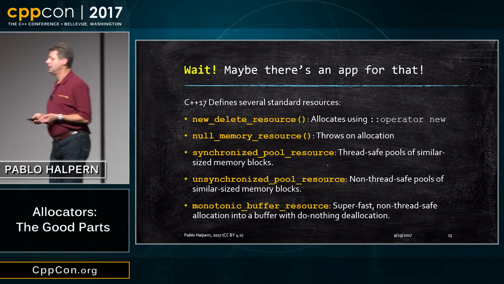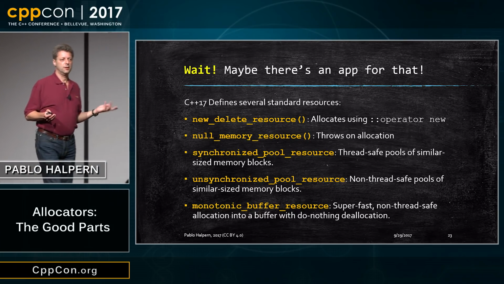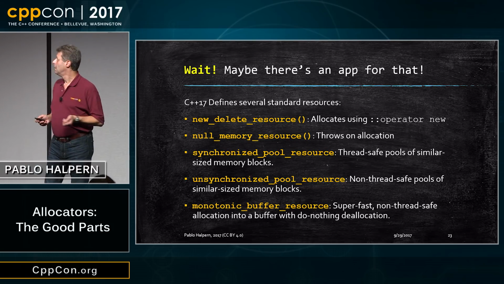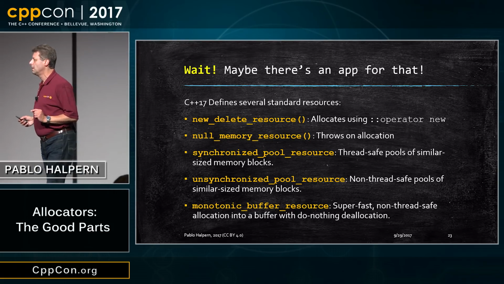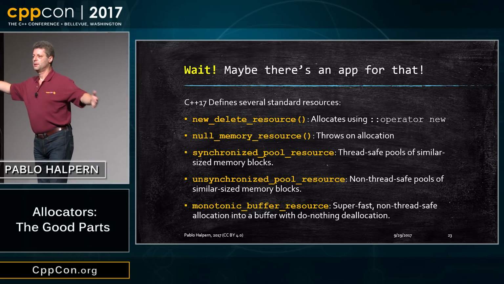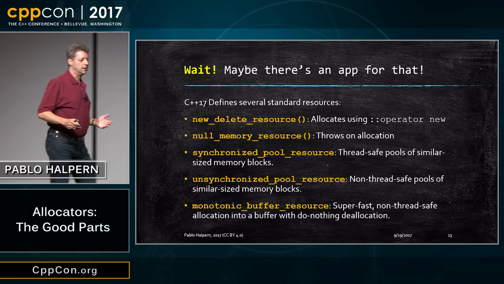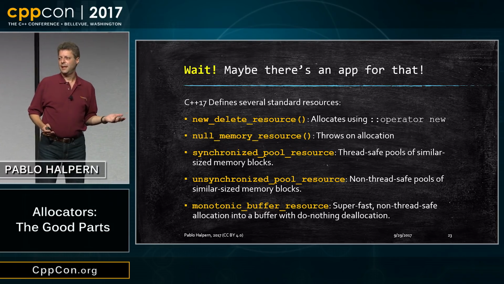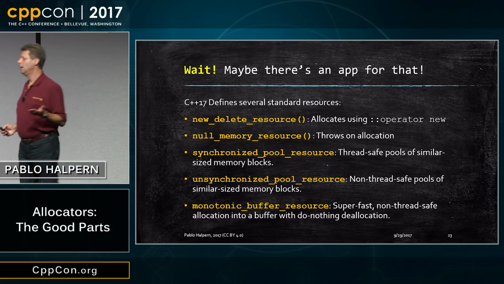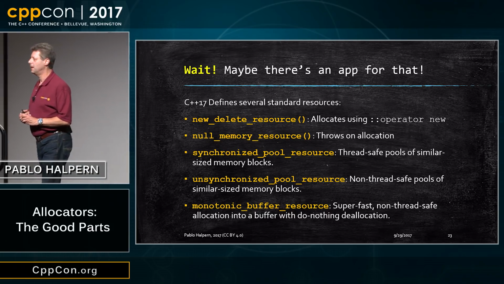The unsynchronized one is exactly the same thing, but it's not thread safe. That gives you some performance benefit because you don't have mutexes involved. And then the monotonic buffer resource, that is also not thread safe. This is a memory resource that the space it takes up grows in one direction. It doesn't shrink, which means that the deallocate is an empty function. It doesn't deallocate anything. Why is this useful? Well, because allocate is wicked fast.